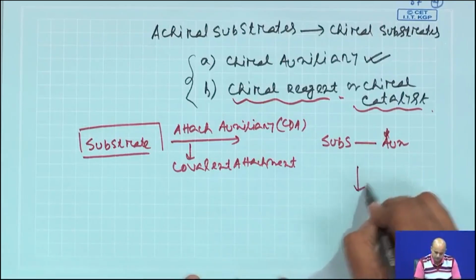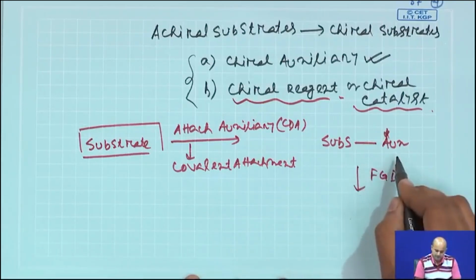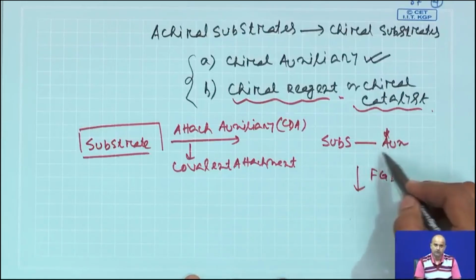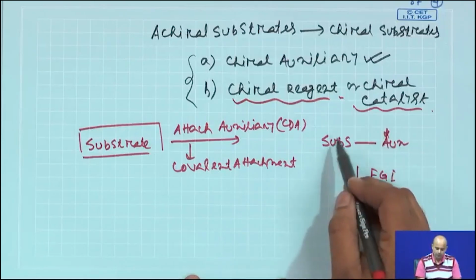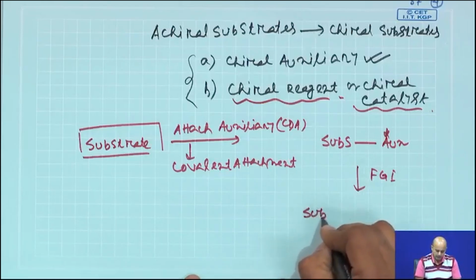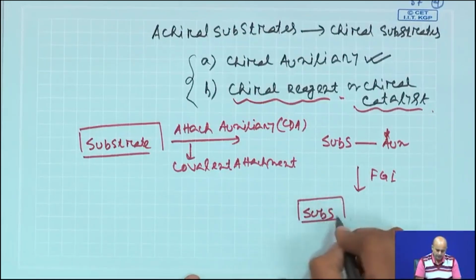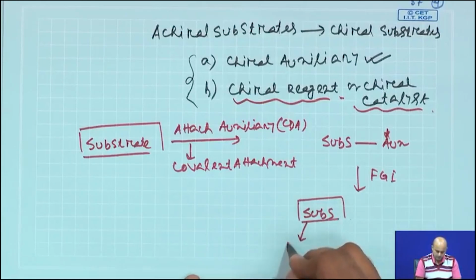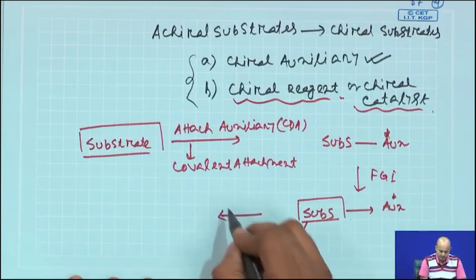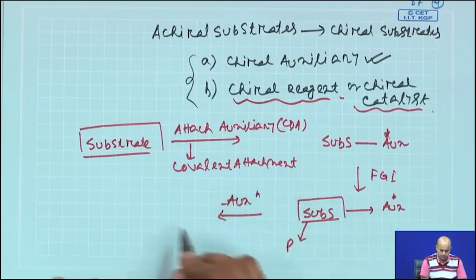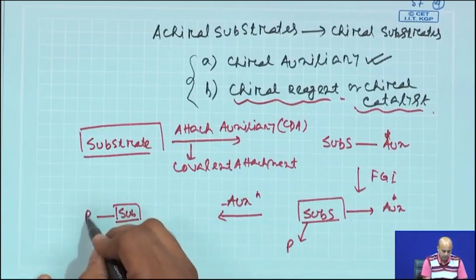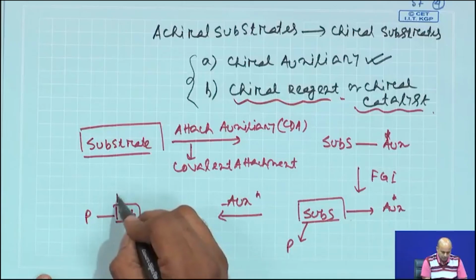Now, you do the necessary FGI. This FGI will be done on the substrate part. The auxiliary part has a stereo center, and this stereo center will control the formation of the new stereo center. So, we will see that your substrate will have some new bond formation, and then the auxiliary remains here, and now you get rid of the auxiliary. So, now we get your substrate with a new bond. So, now the substrate becomes chiral.